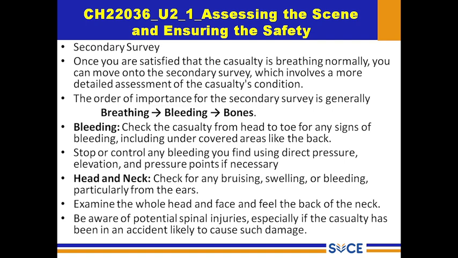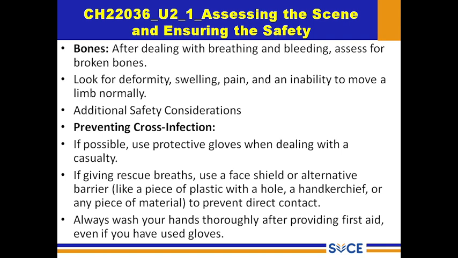If he is having a spinal injury, the last is bones. After dealing with breathing and bleeding, assess for broken bones. If a bone is broken, take measures. Splinting can be done so that further fracture does not occur. Look for deformity, swelling, pain, and inability to move the limb normally. Whether it is a leg or hand, if that limb is not able to move normally, you can confirm there is a fracture or an issue with the bone.